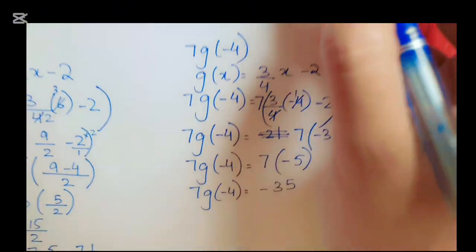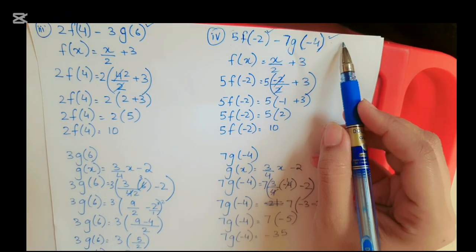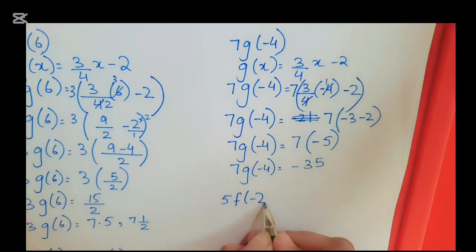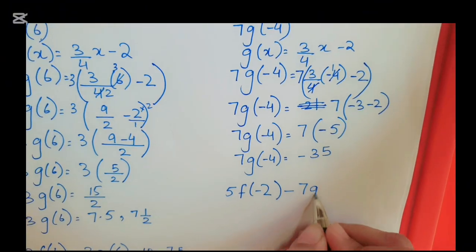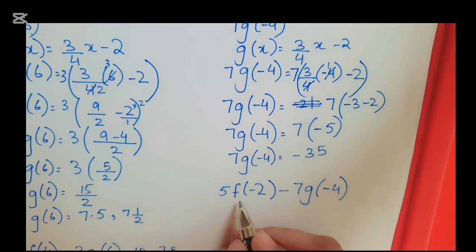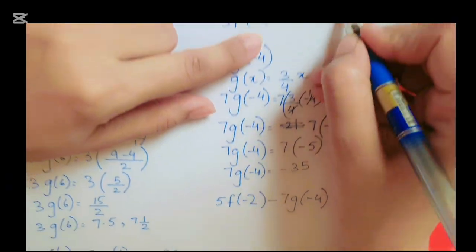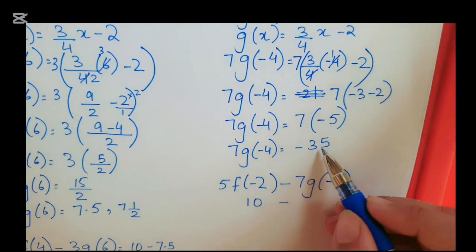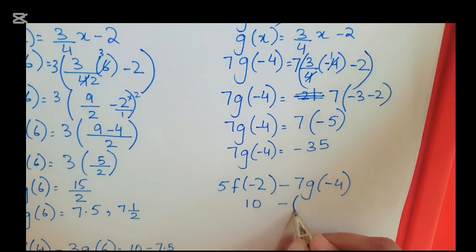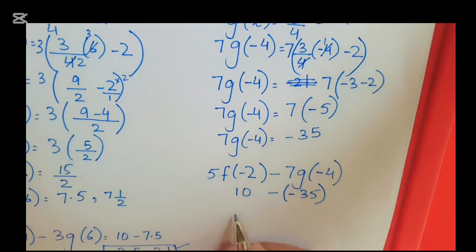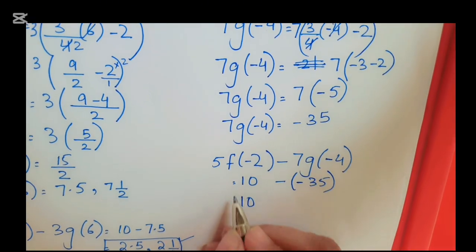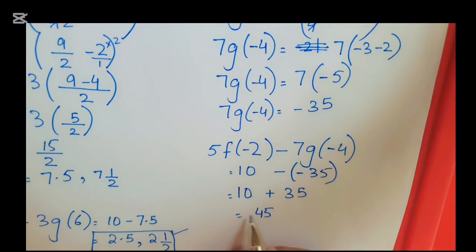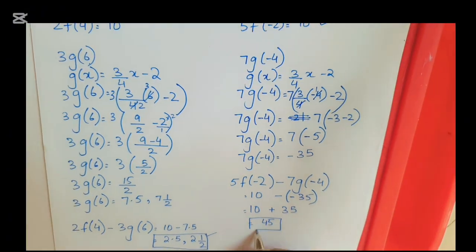And now what we have to do, we have to subtract both of them. Now we are subtracting both of them. 5f minus 2 minus 7g minus 4. So what is the answer of 5f minus 2? This is 10, minus, and what is the answer of 7g minus 4? This is minus 35. So 10 minus minus 35 would be plus 35, and 10 plus 35 is 45. So this is the final answer of part A.